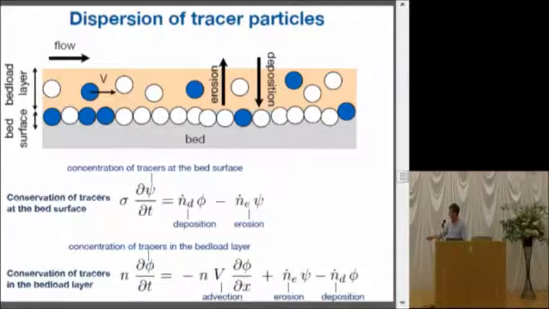But there is another term here. It's basically an advection term which comes from the fact that the particles in the bedload layer are moving at the average velocity v. So we have a system of partial differential equations. These equations are coupled, and they involve parameters such as the deposition rate, the erosion rate, or the average particle velocity, but we have expressions for these quantities. So we can solve this equation.